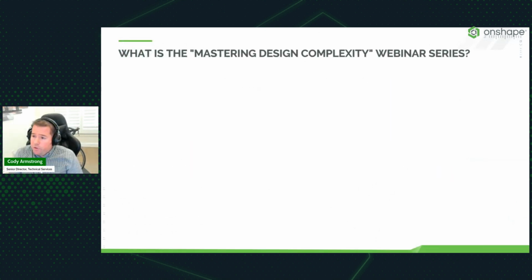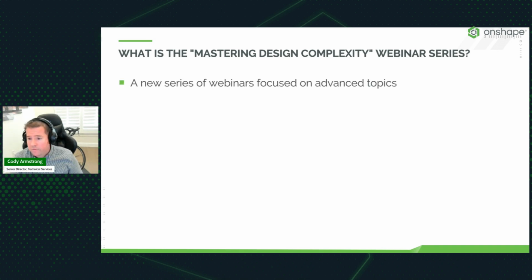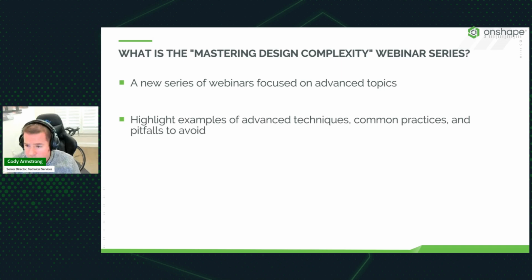And what I'd like to do is start with what is the Mastering Design Complexity webinar series. It's a series of presentations we're putting together to talk about the more advanced topics that we have in Onshape, and really try and drive home not just a feature-based approach, but a more workflow and process-oriented discussion around some of the more complex aspects of designing in Onshape. And we really want to take this opportunity to highlight examples of advanced techniques, common practices, and also pitfalls to avoid. And we're going to cover all of those in today's presentation.